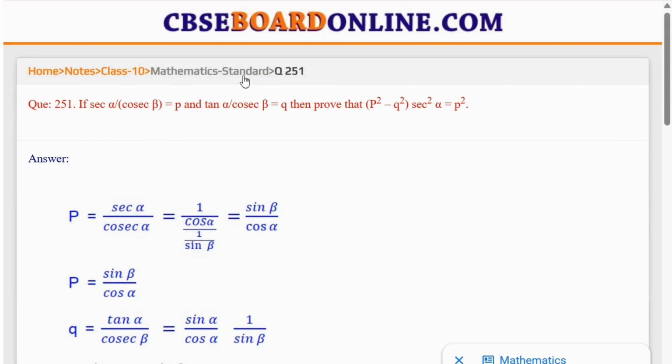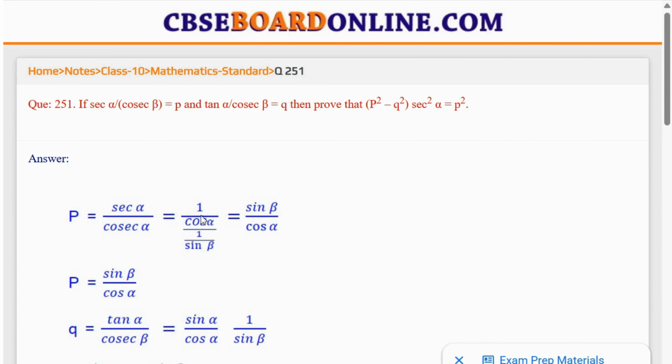So coming to another question, it is given that sec alpha upon cosec beta is equal to P and tan alpha upon cosec beta is equal to Q. Then we have to prove that the square of P minus Q squared, times sec square alpha, is equal to what? It is equal to P square. Now, in order to solve this, we have to first find the value of P, and we have to start solving from the left hand side.